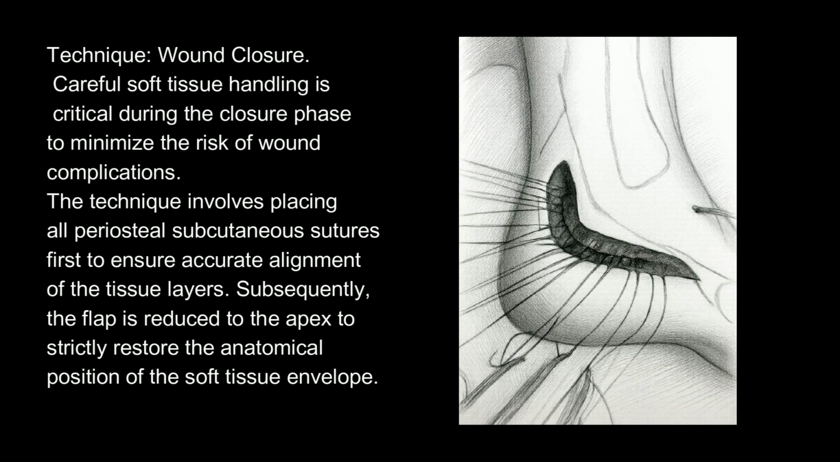Technique: wound closure. Careful soft tissue handling is critical during the closure phase to minimize the risk of wound complications. The technique involves placing all periosteal subcutaneous sutures first to ensure accurate alignment of the tissue layers. Subsequently, the flap is reduced to the apex to strictly restore the anatomical position of the soft tissue envelope.